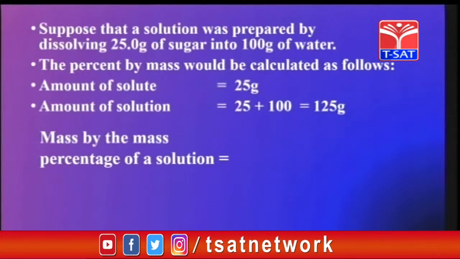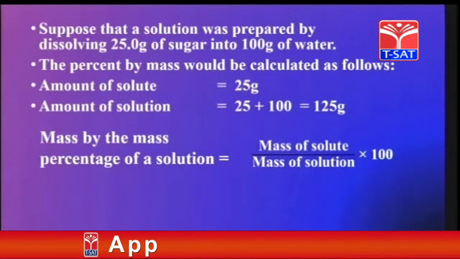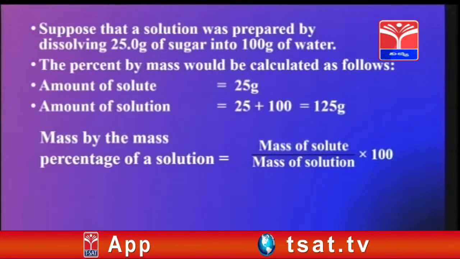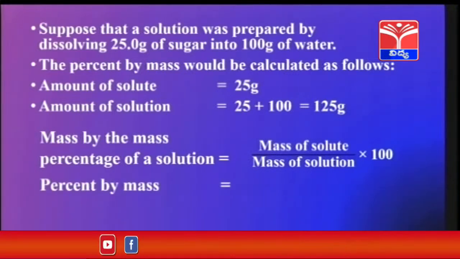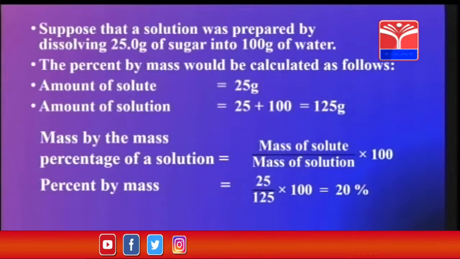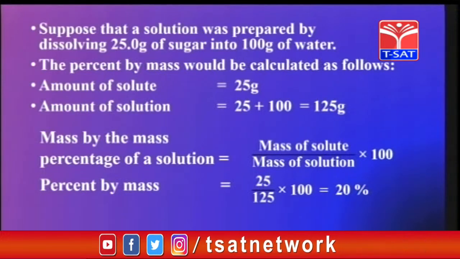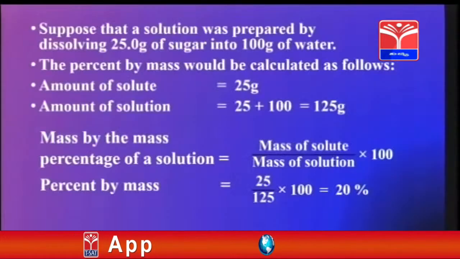So mass by mass percentage of a solution can be obtained by the formula: mass of the solute by mass of the solution into 100. Now substitute these values. Percent by mass is equal to 25 by 125 into 100. This comes to 20%. So what is the concentration of sugar in this solution, children? 20% sugar solution.